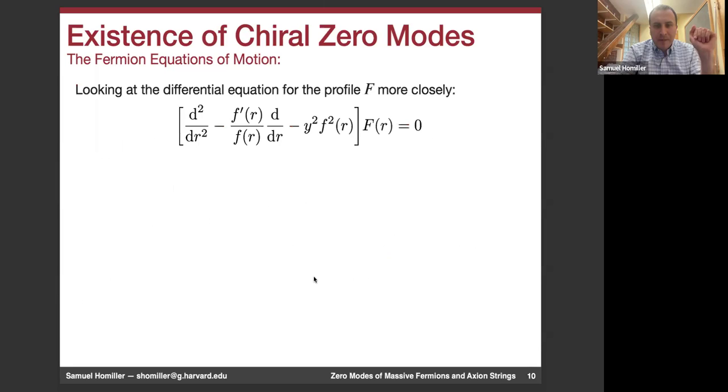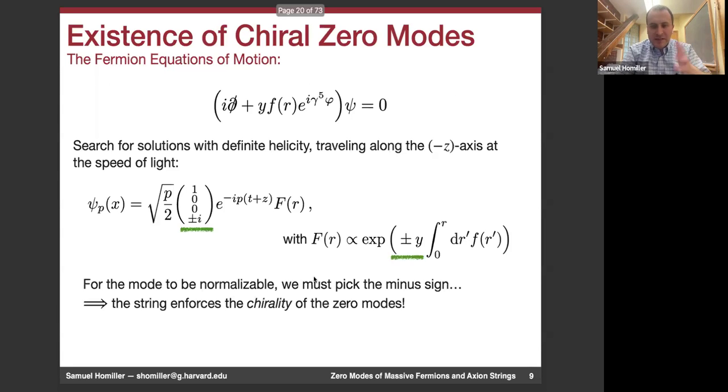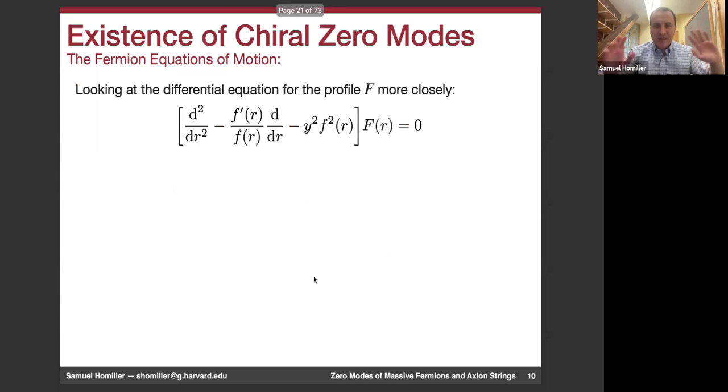Okay. In principle, this is just showing you that I've solved for the fermion zero modes. But because this is really crucial, I'm going to go into this in even more detail and convince you that you can really prove from the differential equations that these zero modes exist.